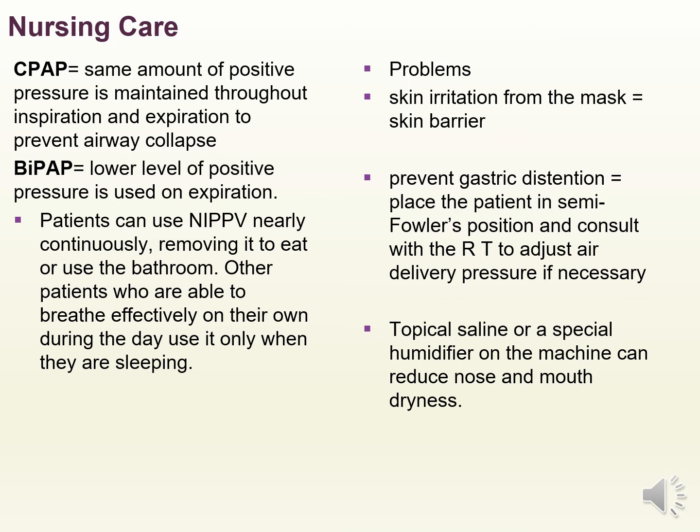Other problems that may occur: we may have to find a way to prevent gastric distension. One way to do this is by placing the patient in semi-Fowler's position or consulting with the respiratory therapist to possibly adjust the air delivery pressure. Topical saline or special humidifiers may be needed on the machine to reduce nose and mouth dryness.